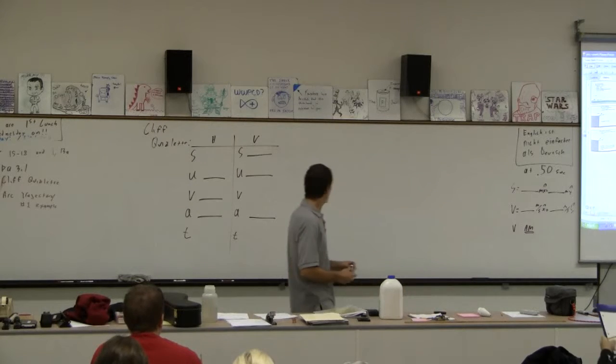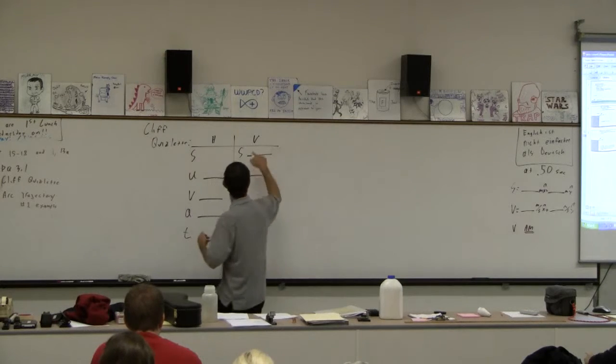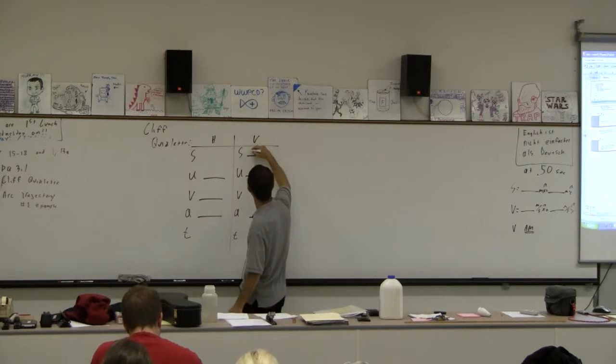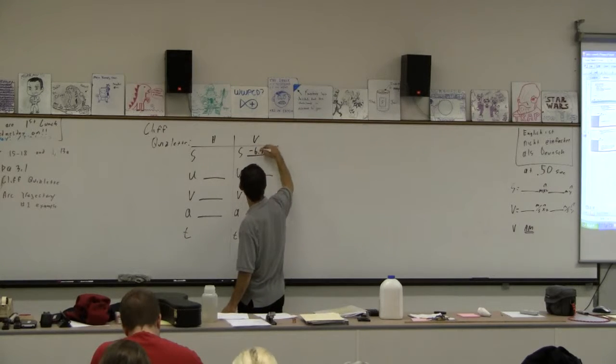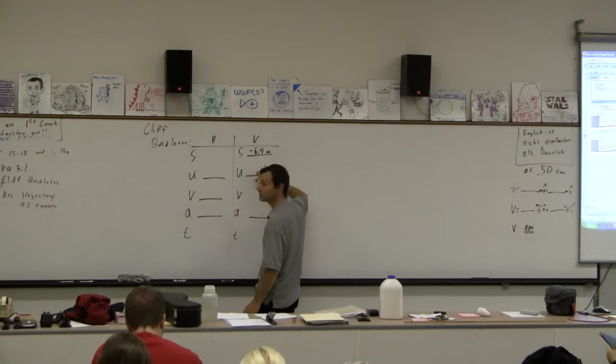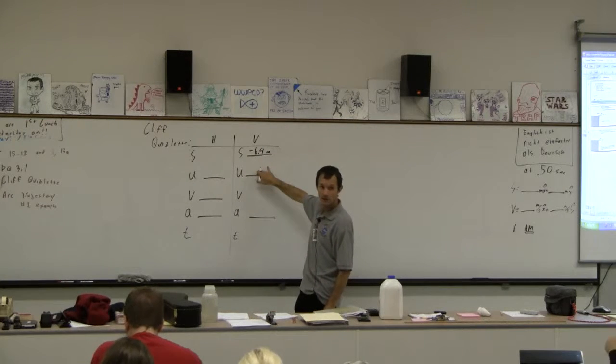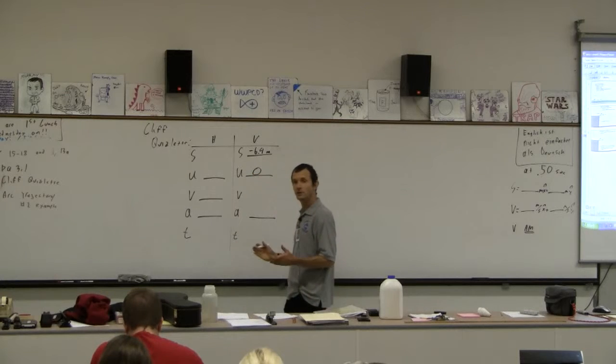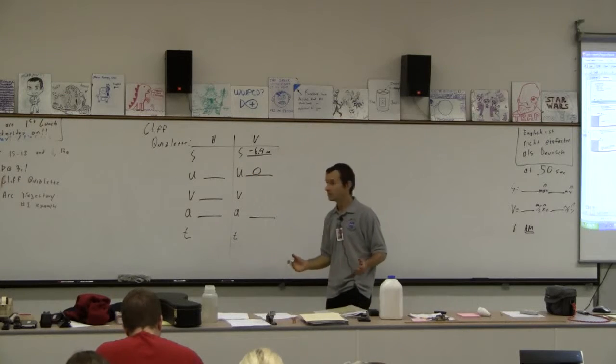So here's what we know for the thing. What is our vertical displacement? Negative 6.4 meters, right? Negative because it's down. What's our initial vertical velocity? 0, because it's a horizontal velocity to begin with. It's all horizontal and none of it's vertical, right?